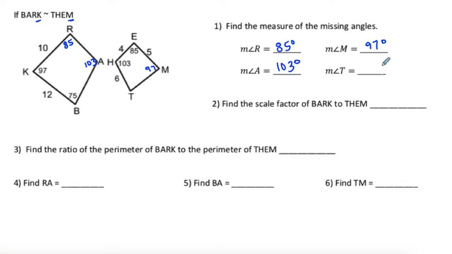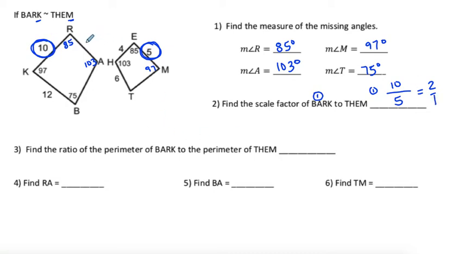And lastly, T goes with B. There's 75 degrees. The scale factor from bark to them. So bark's going to be our first one. So I need one side of it on top. So I could do this unknown with 4. I could go 10 with 5, 12 with this. So really the only ones that I know that go together are 10 with 5. So I'm going to compare 10 to 5 and even simplify that down, 2 to 1.